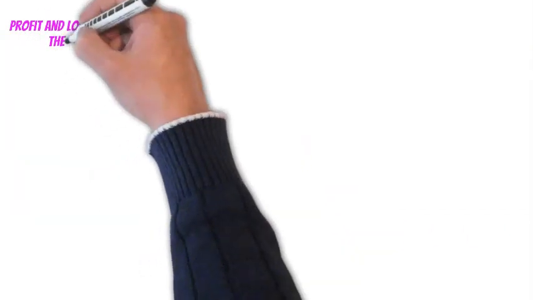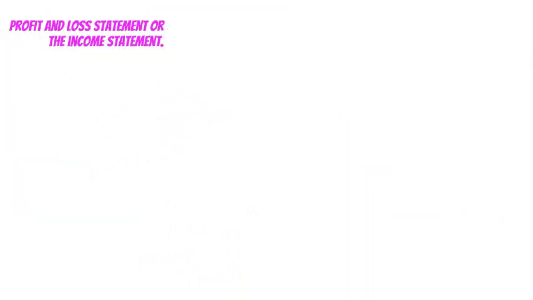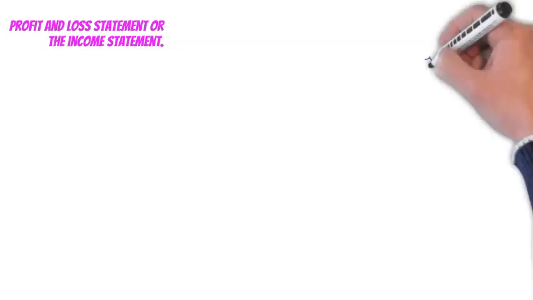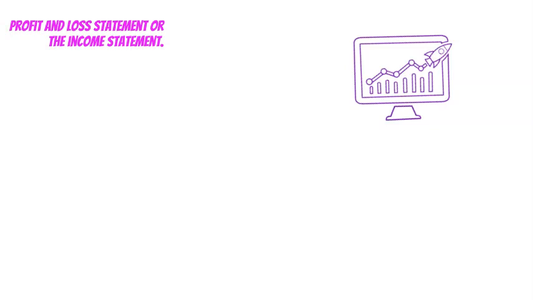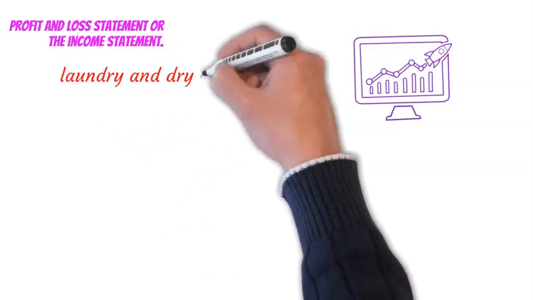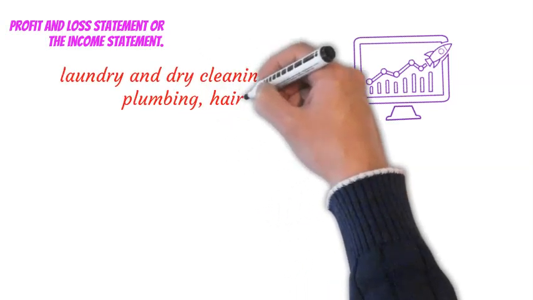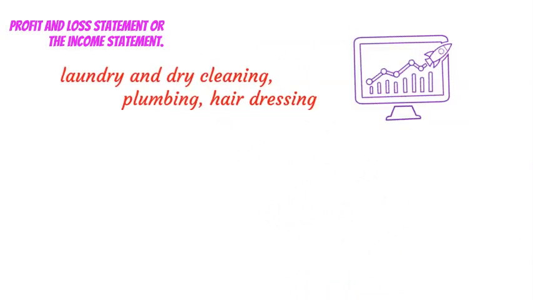Profit and loss statement, or the income statement. To come up with an income statement, you first need to have a projected sales or revenue figure. Depending on your line of business, if your business renders services such as laundry and dry cleaning, plumbing, hairdressing, etc., you should define the number of customers you intend to convert to generate that revenue depending on how much you intend to charge per customer.